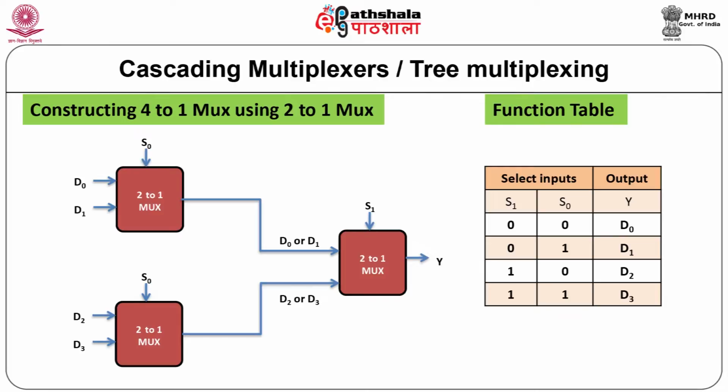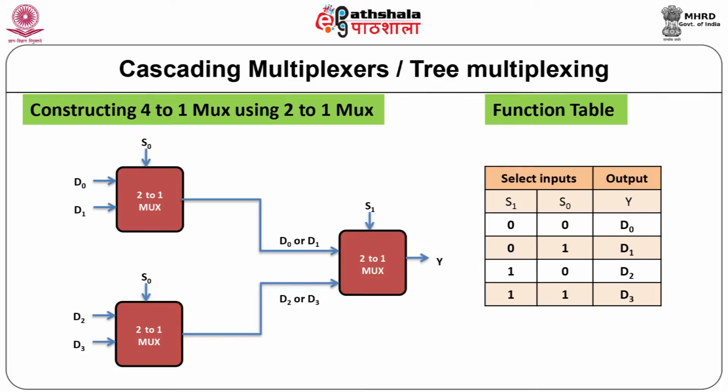The outputs of these two multiplexers are further connected to the next level multiplexer, a 2-to-1 multiplexer. The only difference is, in place of connecting S0 to the second level multiplexer, the MSB, that is S1, is connected to the second level multiplexer. So, S1 will decide whether the first multiplexer or second multiplexer output is to be transmitted at the output.